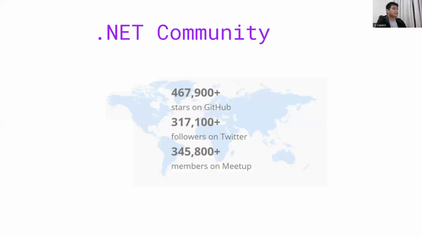Okay, .NET community. Currently, we have 500,000 plus stars on GitHub, 300,000 plus followers on Twitter, 300 plus thousand members on Meetup, but these are only the tracked numbers of the community. For example, me, I'm not active on GitHub or Meetup, so I'm excluded here. So there are a lot beyond this number.